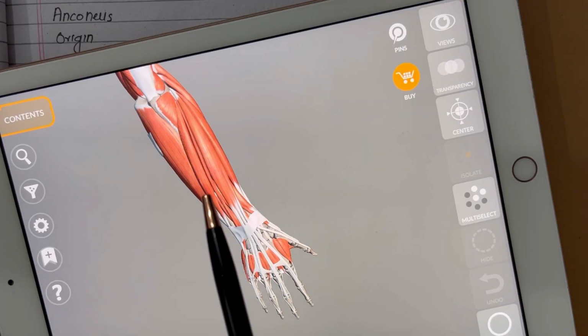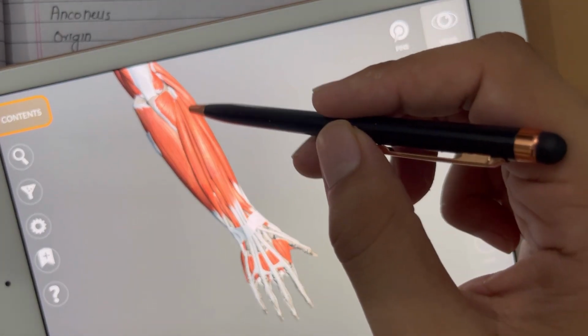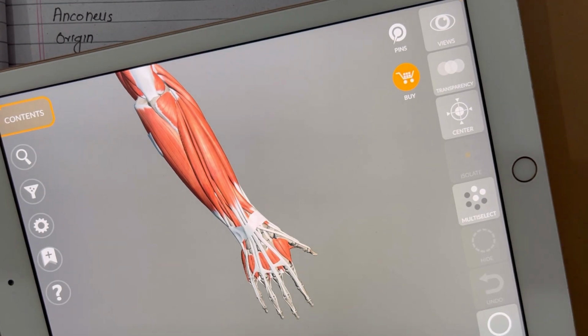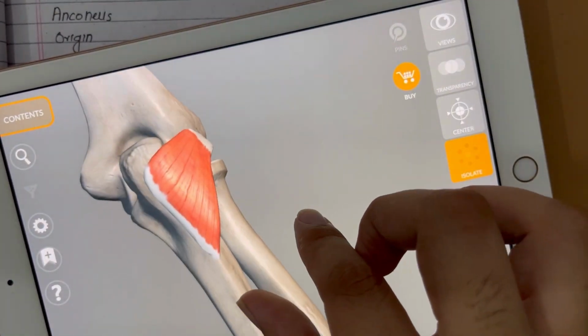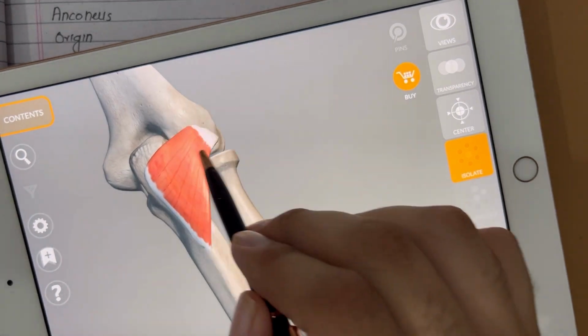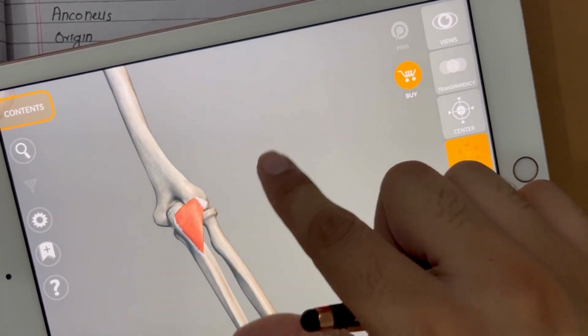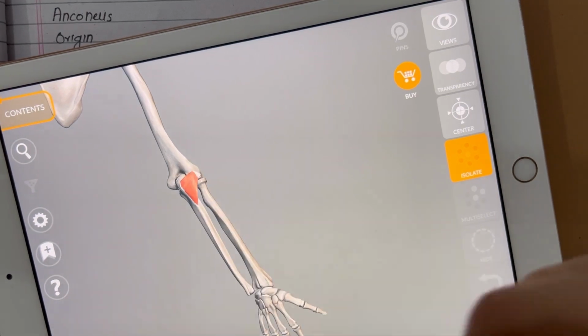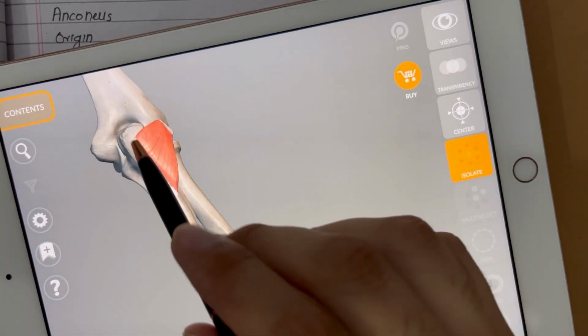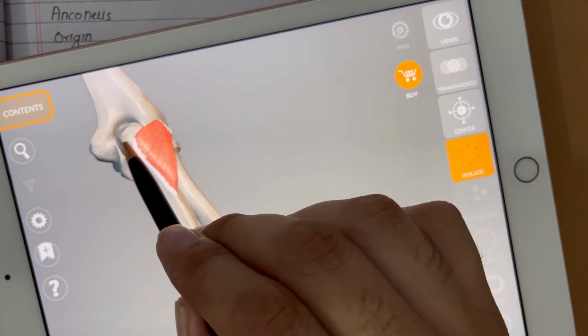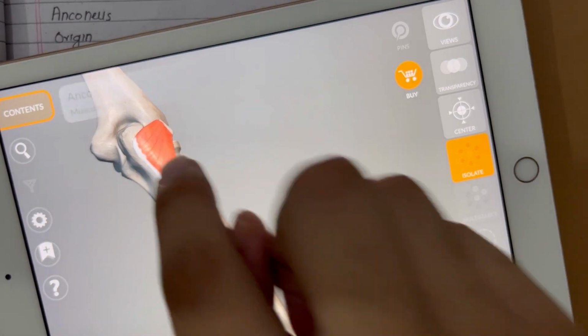Now student, moving toward the last muscle of the superficial layer of the posterior compartment of the forearm, which is the anconeus muscle. Student, the anconeus muscle originates from the lateral epicondyle of the humerus bone. This is the lateral epicondyle of the humerus bone, and this muscle runs medially and inserts into the olecranon process. Here this is the olecranon process.